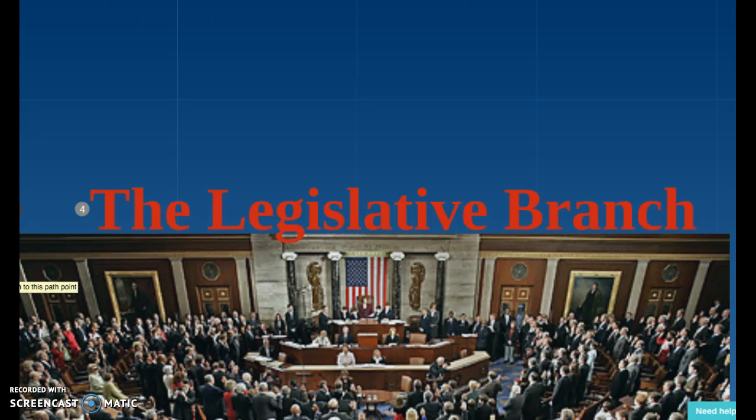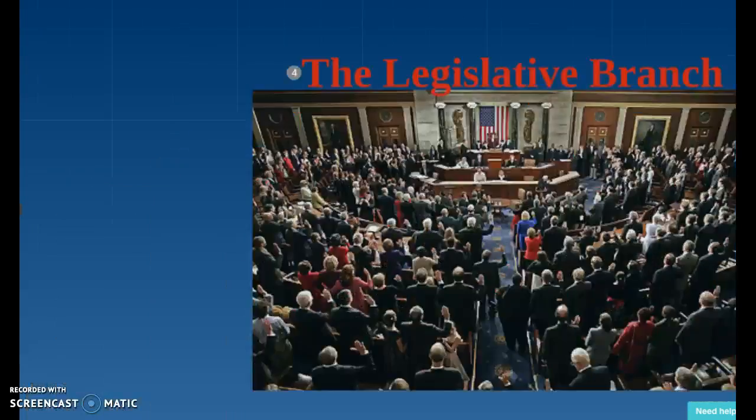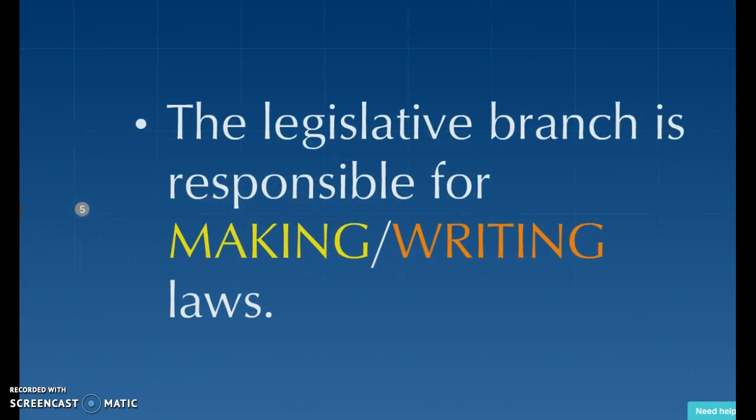All right, so when we talk about the legislative branch, this is going to be the branch that really is responsible for making and writing laws. Please make sure you take a look at your notes and write down the correct response and the correct blanks at this time. The legislative branch is responsible for making and writing the laws. They are the ones who are going to determine what kind of laws we have as American citizens. So it's quite an important job to be a part of the legislative branch.